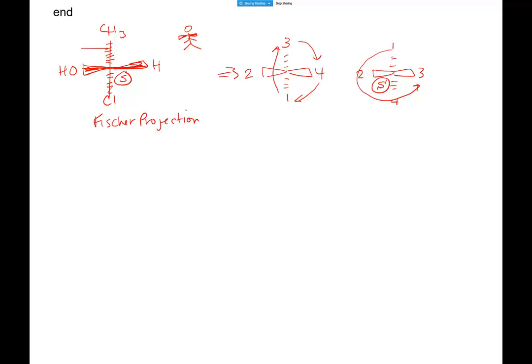So in a Fischer projection, that's the way that we can handle it. We just have to put the 4 position on one of the two dashed lines. So again, once I determine 1, 2, 3, and 4, it's a numbers game, trying to make the numbers match or make the number 4 go on the dashed line. So that's another way of representing it.